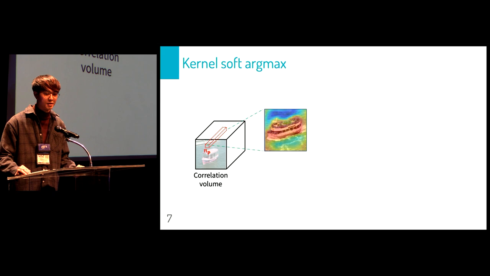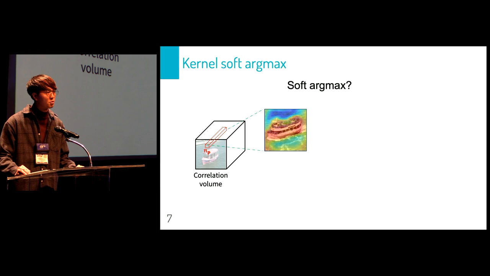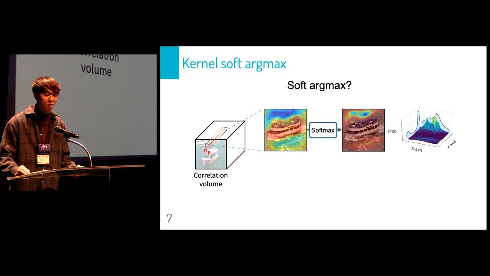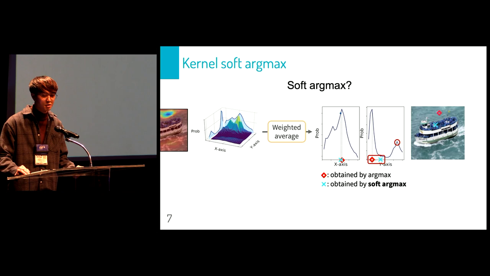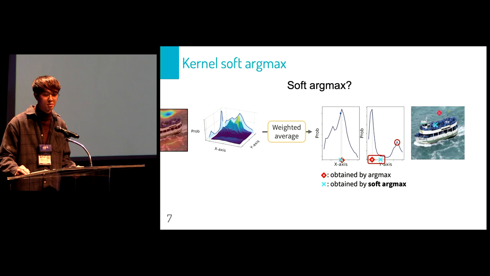But it is not differentiable. Instead, we can use soft argmax, which imitates argmax in a differentiable way. To use that, the score map is converted to a probability map using softmax, and we approximate the argmax output by a weighted average over spatial positions with the corresponding probabilities. However, it is susceptible to multimodal distributions. As shown in this example, it outputs an inaccurate location on the y-axis.